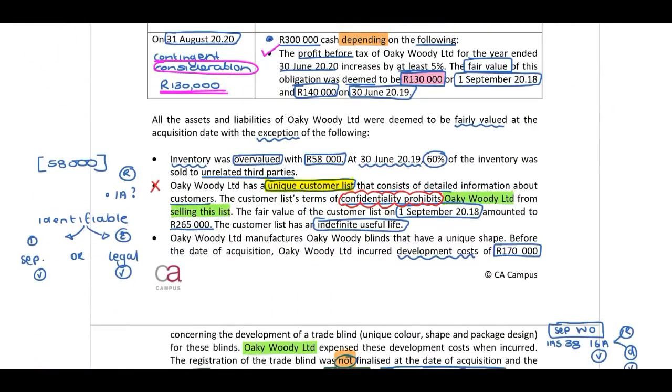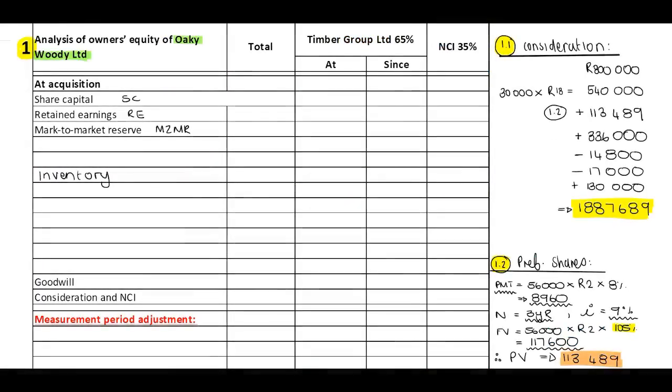Remember guys, they've indicated to us that there is inventory that was overvalued. Therefore, we need to decrease the net assets with the 58,000. In my at acquisition, remember, all identifiable assets and liabilities should be at fair value. Therefore, I need to decrease my net asset value at acquisition date with the 58,000. I need to remember the tax in terms of this deferred tax, and this is the 58,000 times 28%.